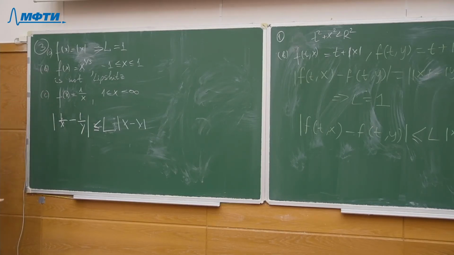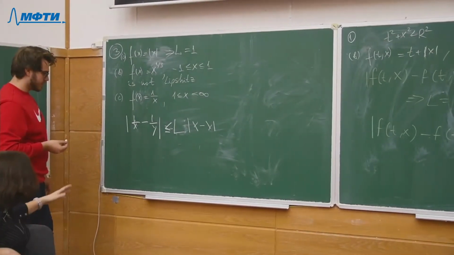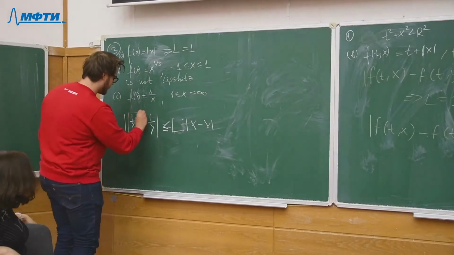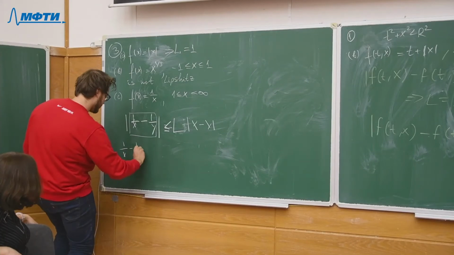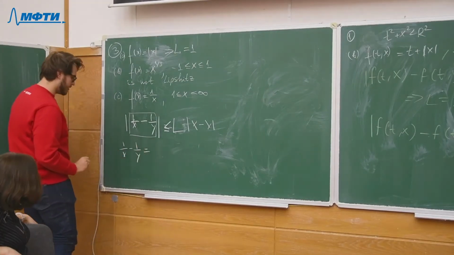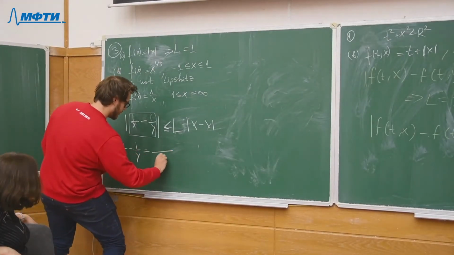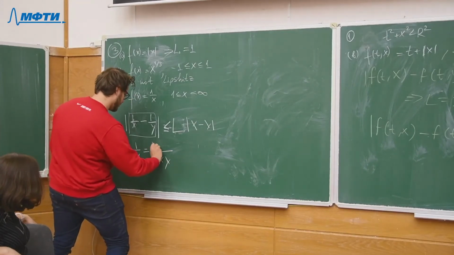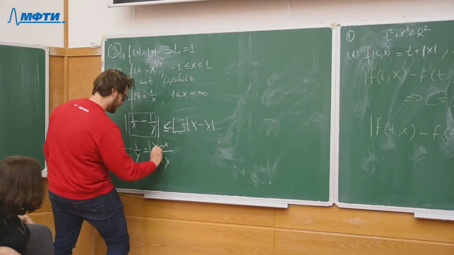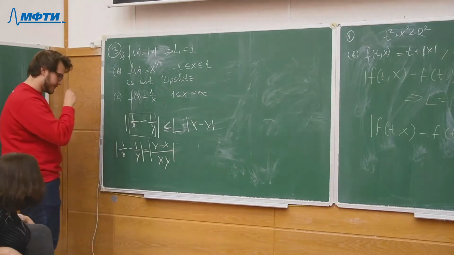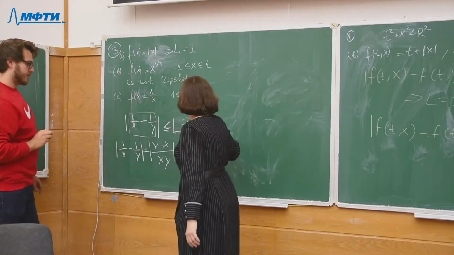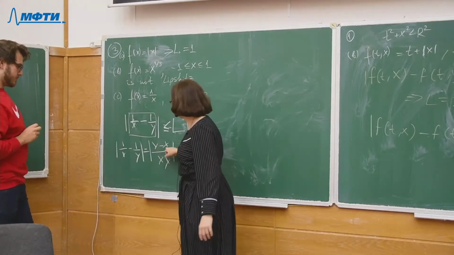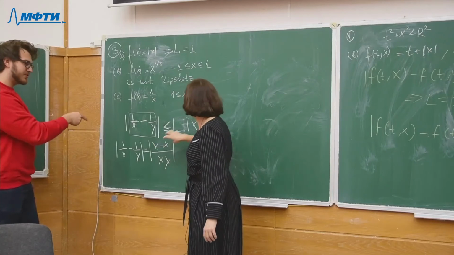Okay, some manipulations. You may find the common denominator and reduce it. So if it's 1 over x minus 1 over y, the common denominator is going to be, of course, x, y, and it's going to be y minus x. And the absolute value, right? So look at this y minus x. The absolute value of x minus y is the same as the absolute value of y minus x. So these parts are the same.